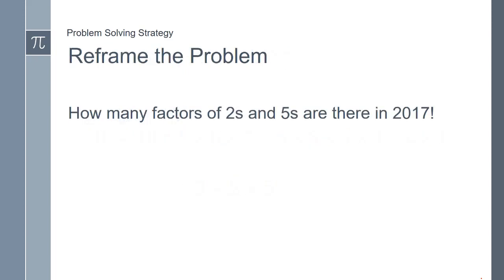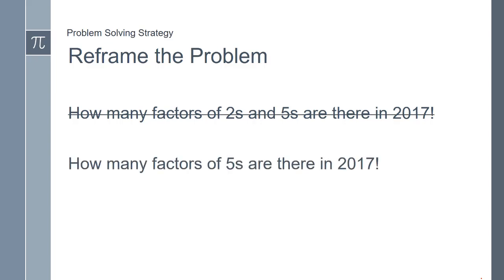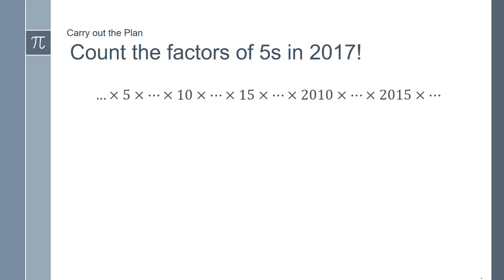The problem is then reduced to how many factors of twos and fives there are in 2017 factorial. To simplify the problem, we can ignore the factors of twos because they occur far more commonly than the fives. We will just look at the factors of fives. So let's carry out the plan.